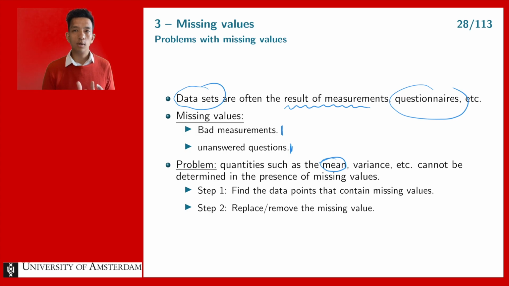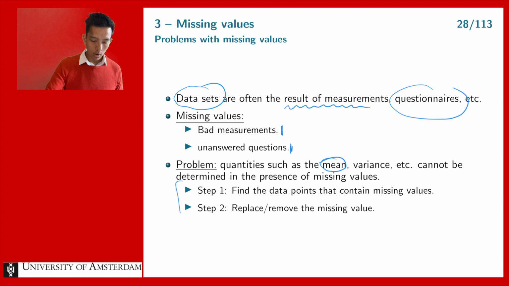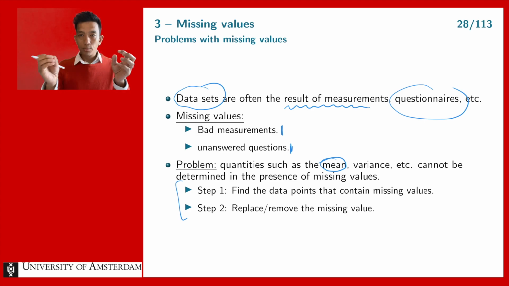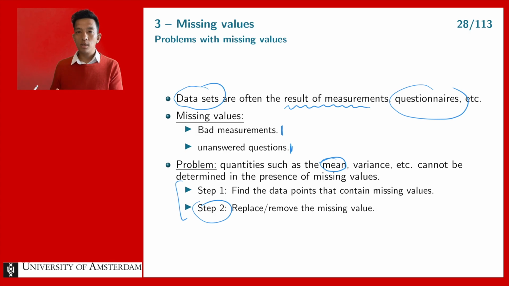So if you have a data set, then in the pre-processing there are two important steps if you want to handle missing values. Step one is you have to find the observations where you have missing values. Which data points contain missing values? Once you indicate the missing values, you go to step two. You have to do something with these missing values, because you cannot continue with your calculations when you do not know about them. So you either replace or remove the missing values.